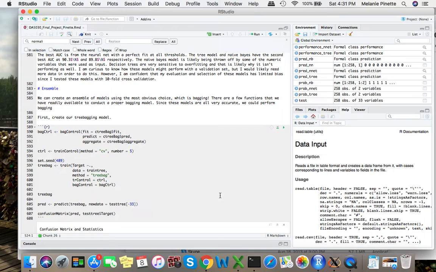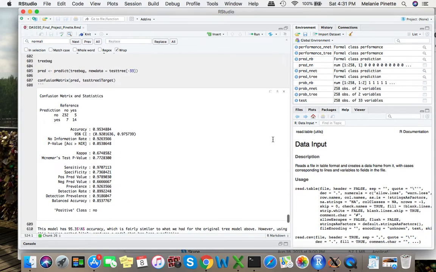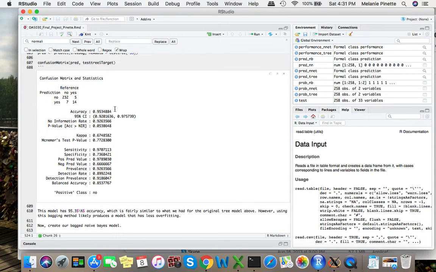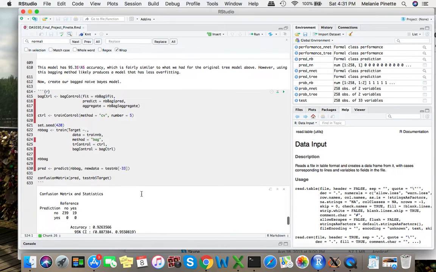Let's move on to an ensemble learner. We can experiment with bagging on the tree model, which doesn't really improve our accuracy at all. When we ran bagging, 95.3% accurate, and we predicted correctly 14 out of the 21 cancer patients. So let's just stick with our original model for the tree without bagging.